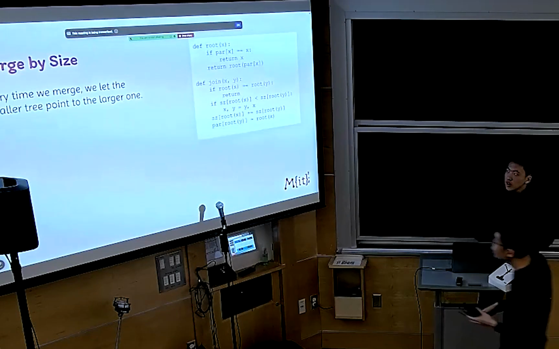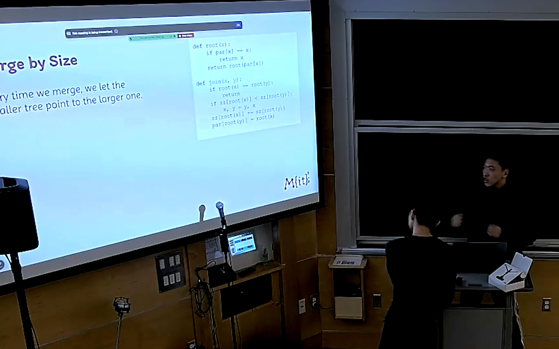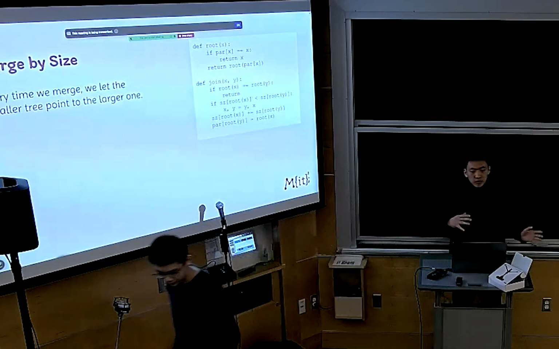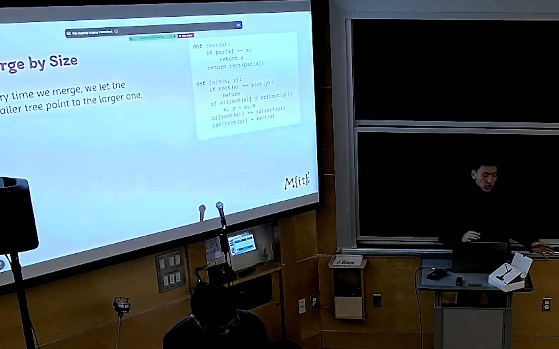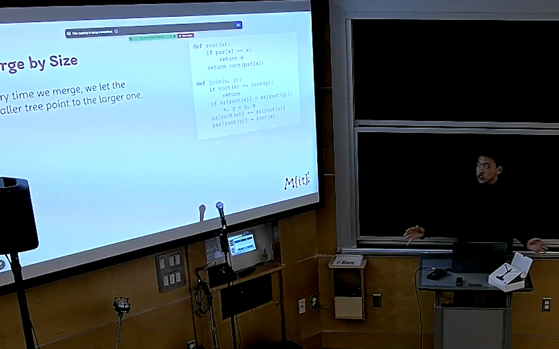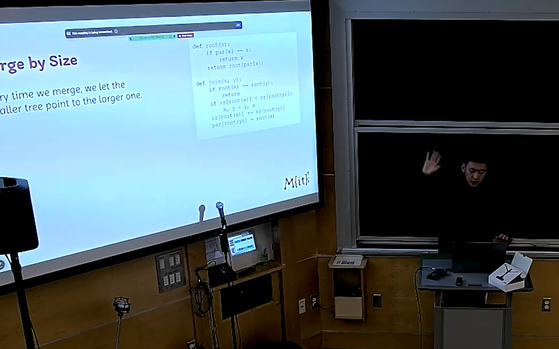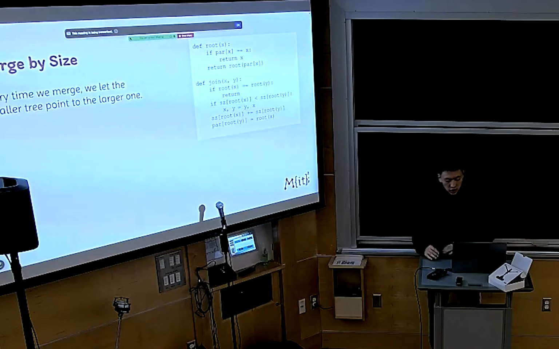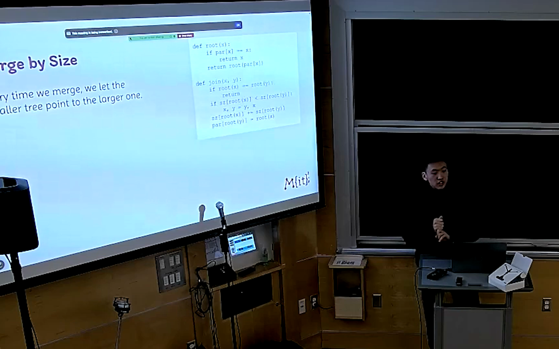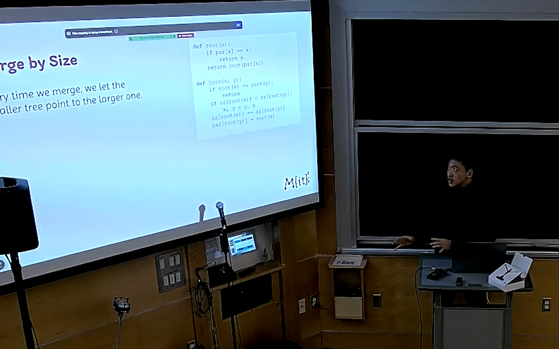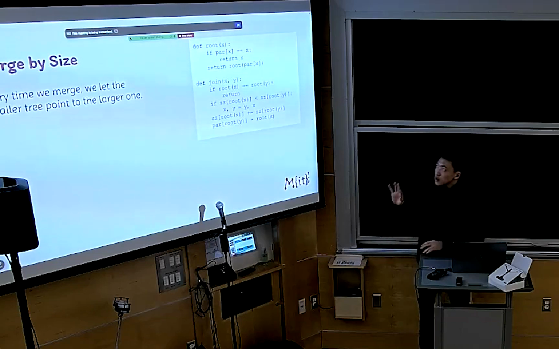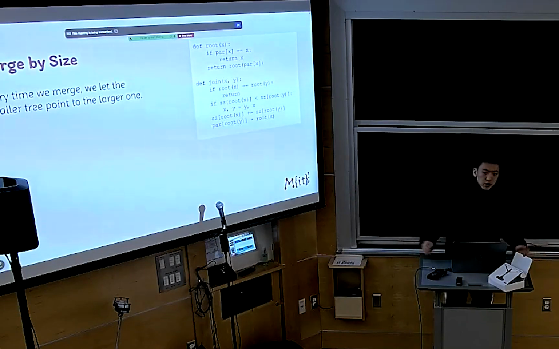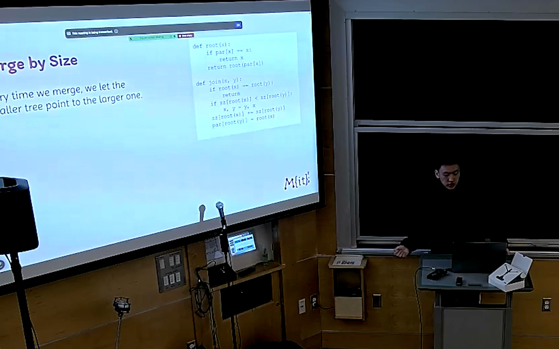Okay, so how might this look in terms of code? As we mentioned before, every time we merge, we let the smaller tree point to the larger one. We keep the same root function as before, where we recursively keep going up the chain and finding the parent. But now, not only do we need to keep track of the size of all of these trees, we also need to make sure we're merging in the right direction.